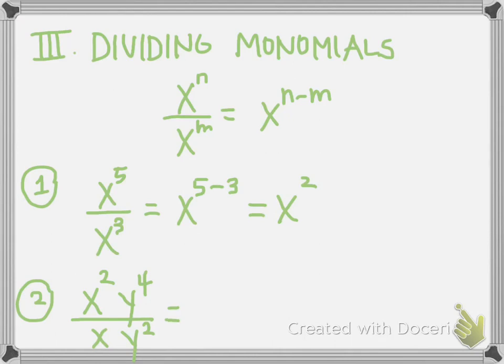Okay, so what about here? I've got 2 bases, okay? So I've got x squared y to the 4th divided by x y squared. So I have 2 bases, but it's multiplication there, so these are just monomials. Okay, so I've got x squared over x, so that would be x to the 2 minus 1 times y to the 4 minus 2. So this will be x y squared.